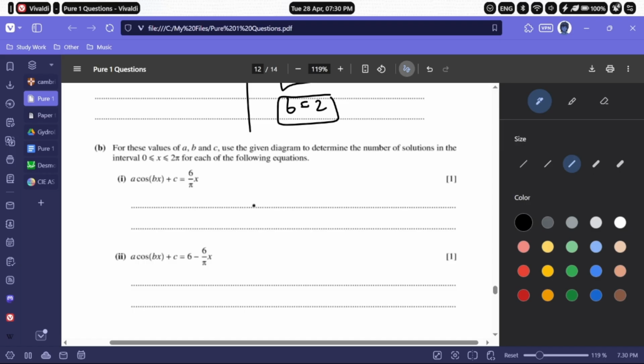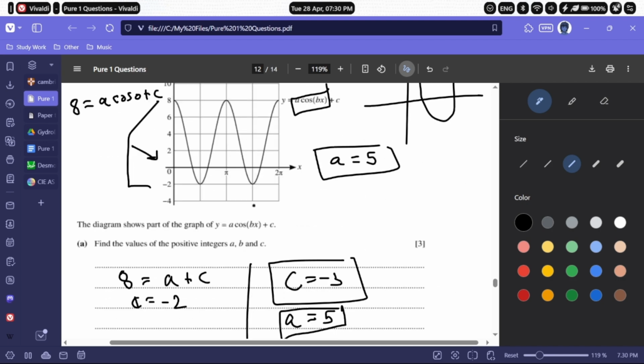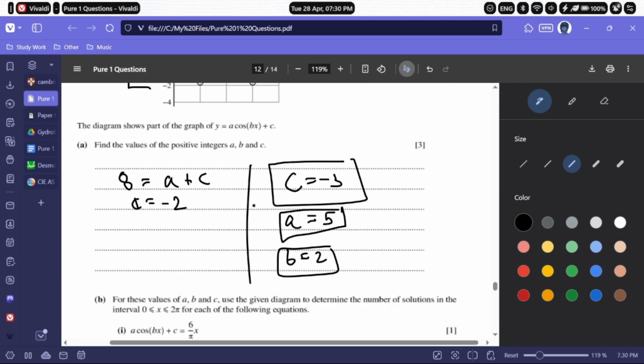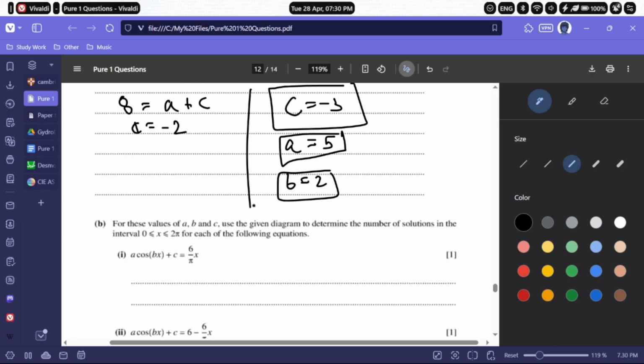Now, for this, you're told that your function a cos bx plus c is equal to 6x by pi, right? So for these type of questions, since you're finding the intersection, what I usually do is make a rough sketch of the line, like the rough sketch of 6x over pi, for example.